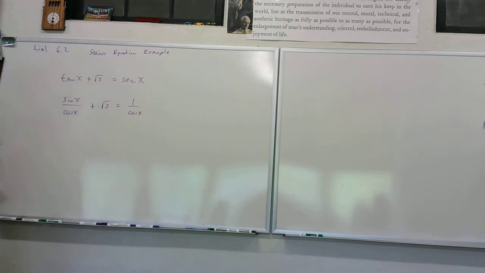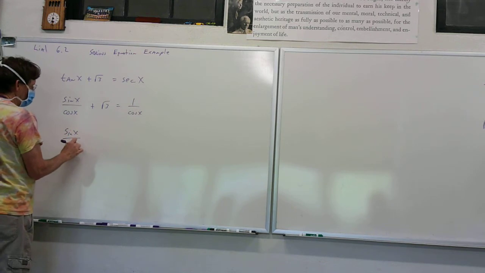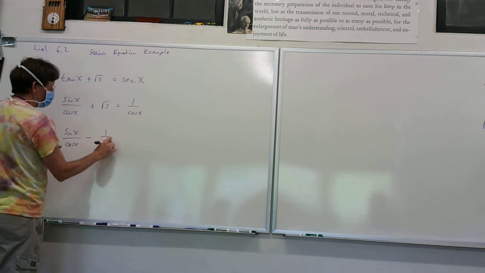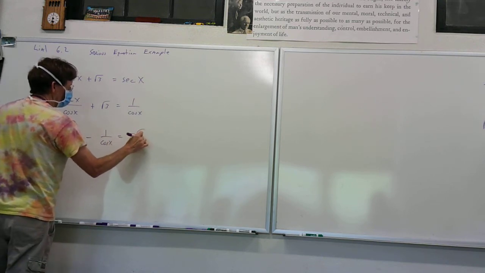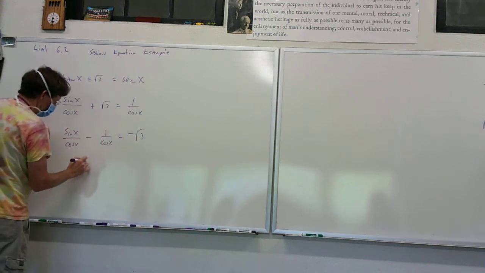And then I do get kind of excited because I could subtract 1 over cosine and get it on this side, couldn't I? Right? So I can do this. I can get sine x over cosine x minus 1 over cosine x equals negative square root of 3. And that kind of gets me excited there because, hey, I even got a common denominator.